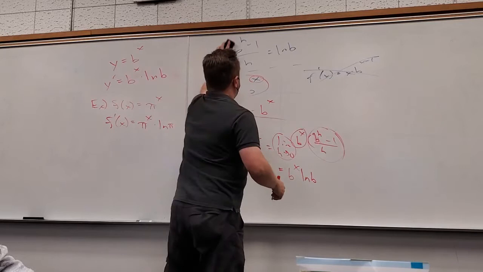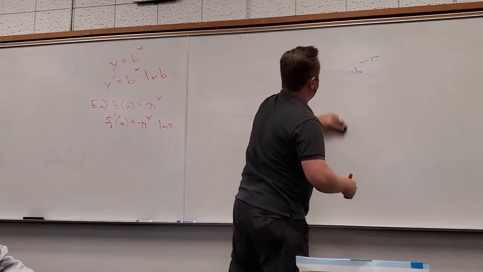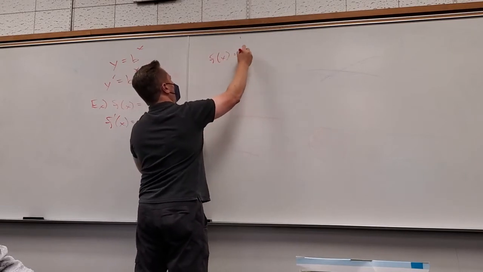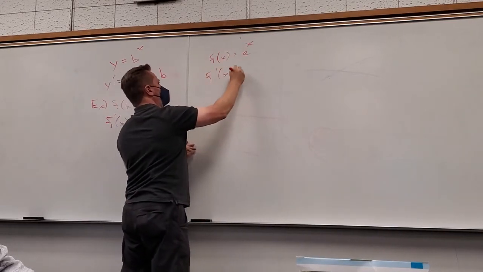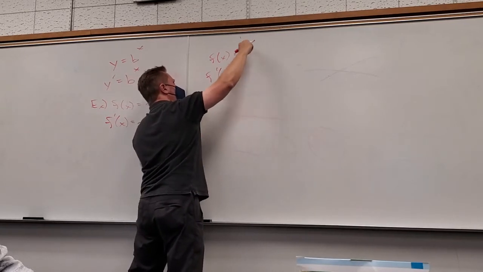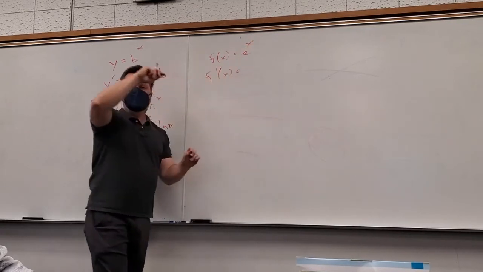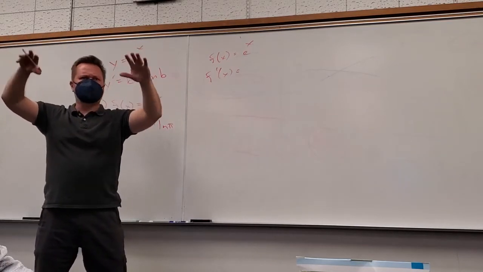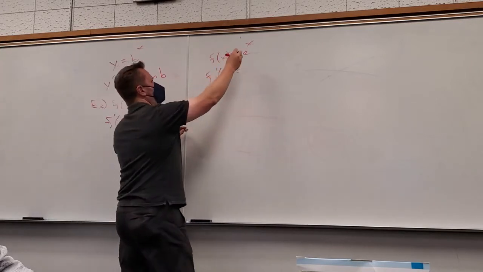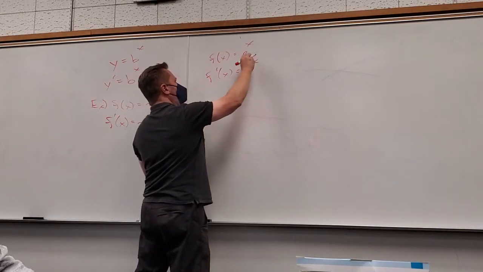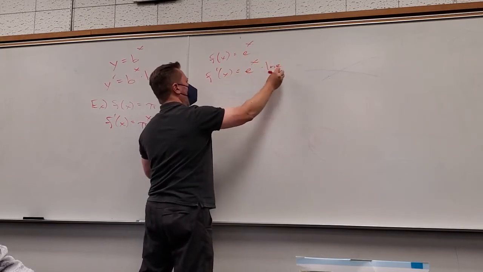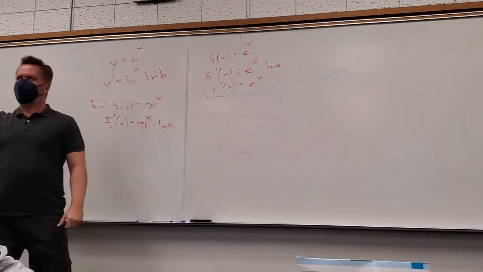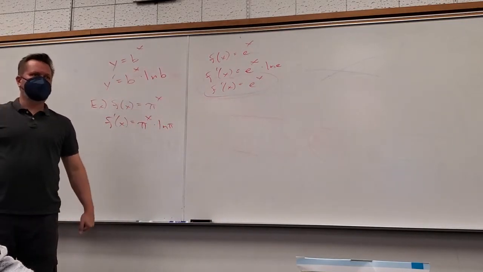Why? What happens if I have the function e to the x? The derivative becomes e to the x times the natural log of e. For a function of the form constant to a variable, the derivative is itself times the natural log of the base, and the natural log of e is 1. So there's an example of a function that is its own derivative.